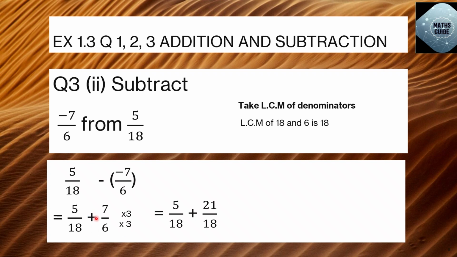Why do we have this addition symbol over here? Because minus minus is plus. Here two minus signs are multiplying, and ultimately they become plus sign. That's why we have an addition symbol in between them now. So we will add them, and after addition we get 26 by 18, and the simplified form of this fraction is 13 by 9.